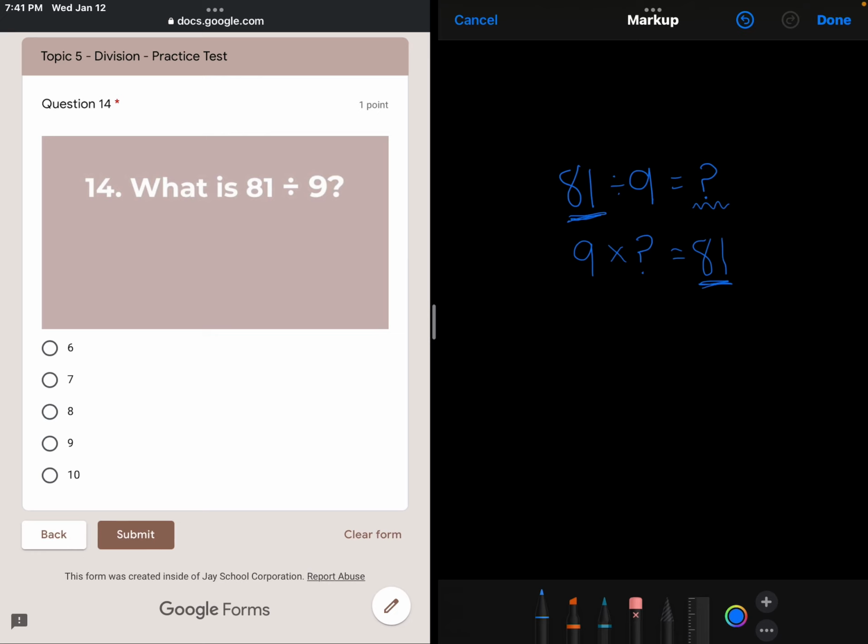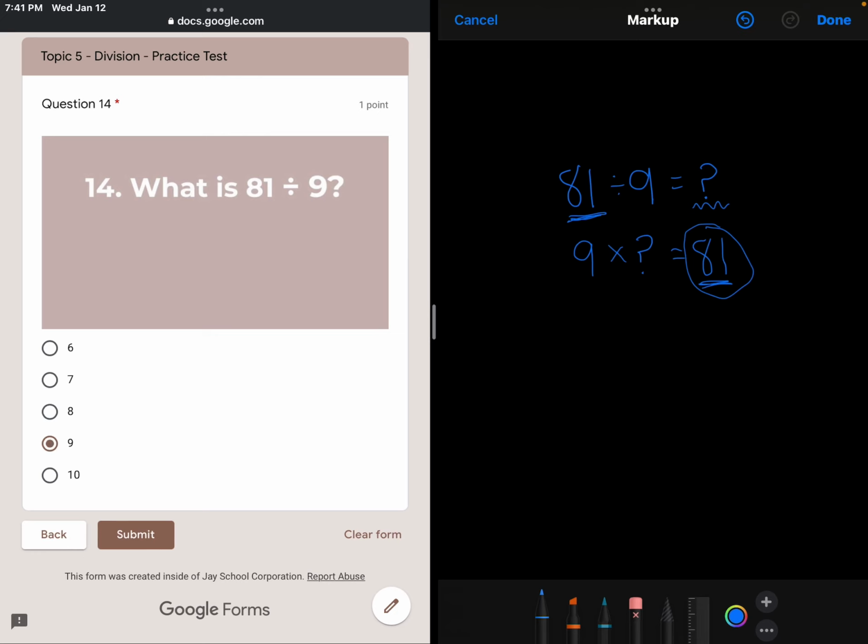So 9 times what equals 81? Well, use your 9's trick. Make that 81 on your fingers. So put your 8 fingers up. 1, 2, 3, 4, 5, 6, 7, 8. And then put that next finger down. And then you have one finger left. So what finger did you put down to make 81 on your hands? You put the 9th finger down. Okay, 9 times 9 equals 81.